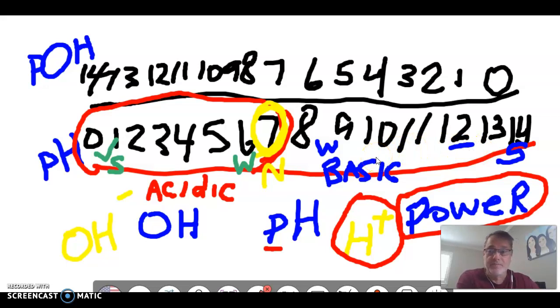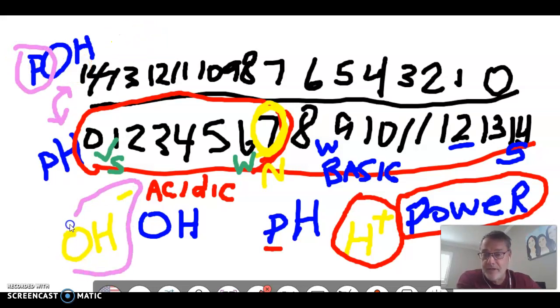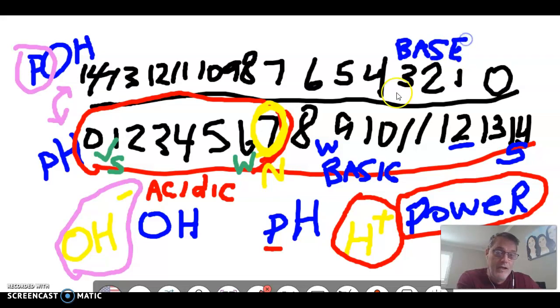You may not have known this, but there's also a pOH scale, and it's the flip-flop of the pH scale. This is the power. We're trying to figure out how many OHs are in our solution. Here's the OH, your negatively charged. How many of those are floating around in our solution? Since everything's flip-flopped, don't get confused here on a pOH scale.